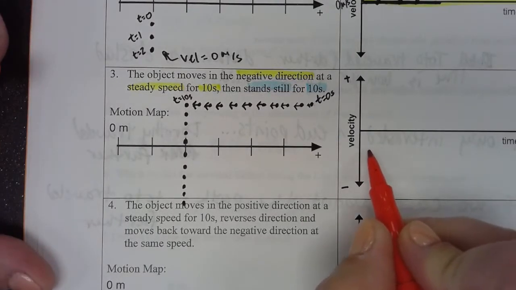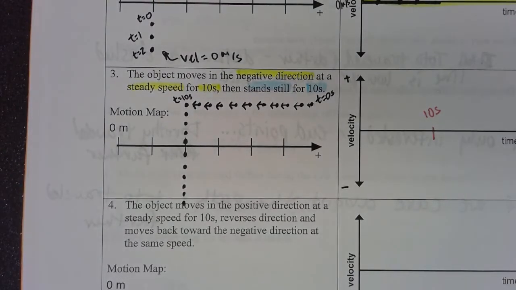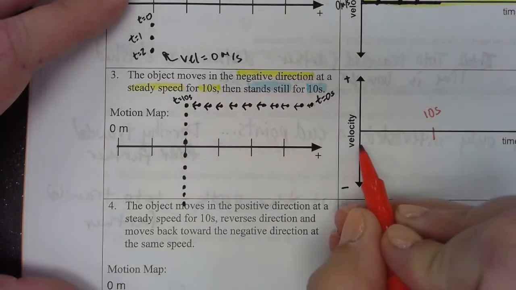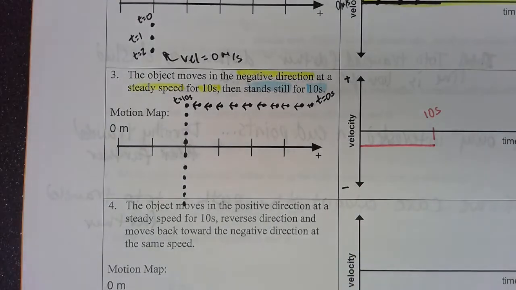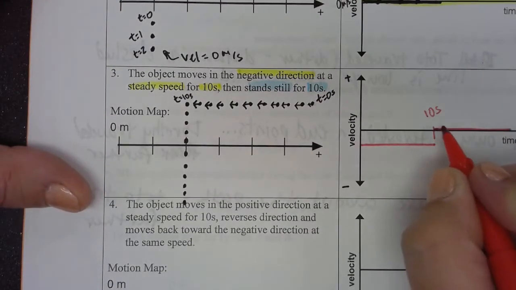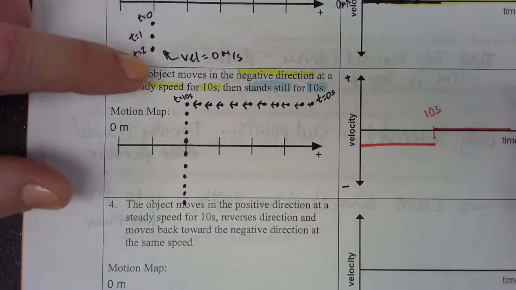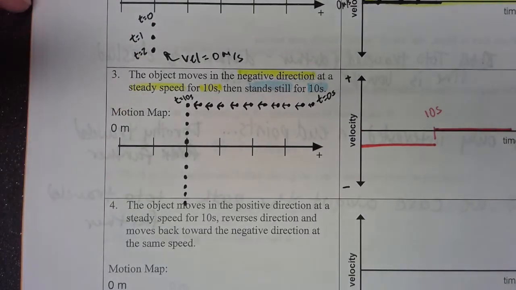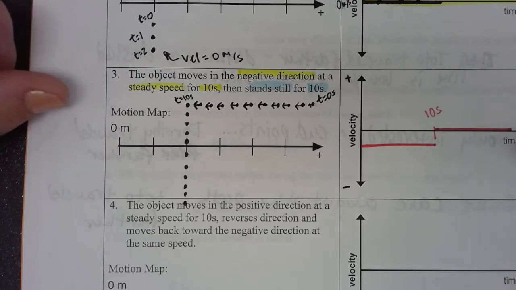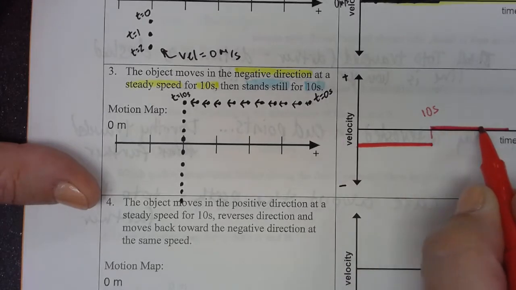Now, it's going to move for, I have a point that matters here, 10 seconds. Right? What happened at 10 seconds? That's where my object stopped moving. So I'm going to have a negative velocity for a little bit of time up until 10 seconds. After 10 seconds, my velocity is 0. So there's a break in my line, right? It's not like my object is slowing down. According to the description, it just stops. So if it just stops and there's no transition, we're going to go from a negative velocity to just 0.